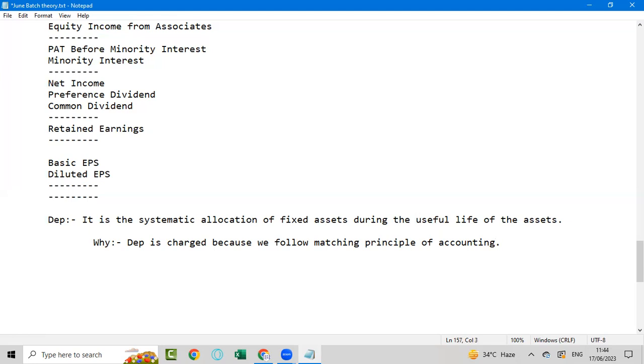So depreciation is charged on tangible fixed assets.